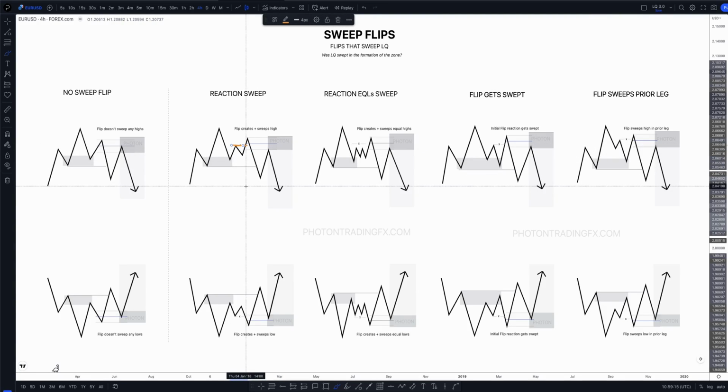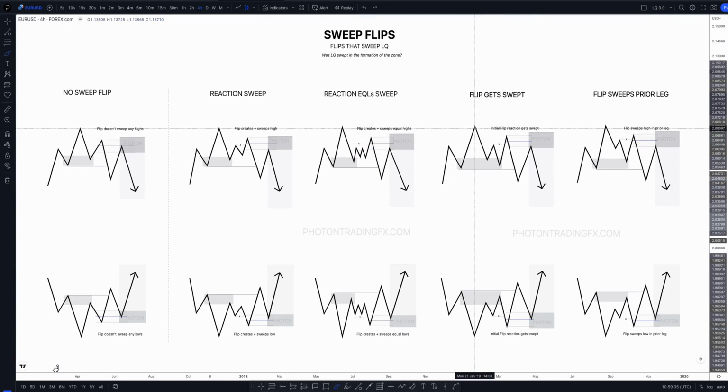It's swept the liquidity behind that high, okay? And these are all just variations of that. So this one, basically the same thing. We come into demand, we react, but rather than just one little high, we get some equal highs, right, that build up. So we know there'll be some double tops, lower time frame traders, whatever, trading that range. Liquidity gets swept, and then boom, we get the demand to supply flip.